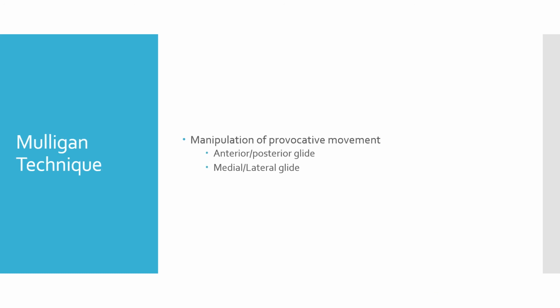Mulligan Technique is manipulation of the provocative movement, so an anterior or posterior glide or a medial or lateral glide.